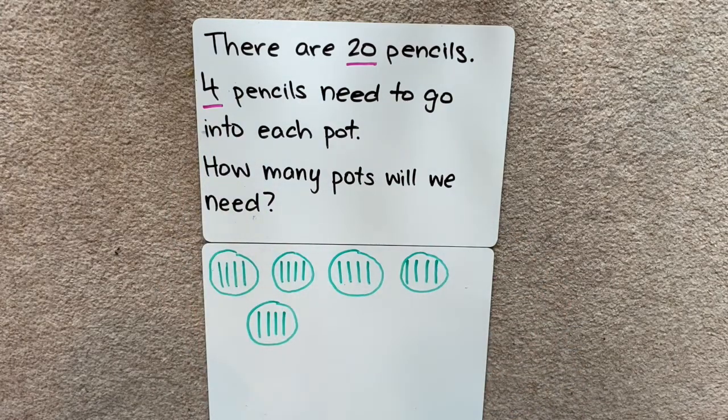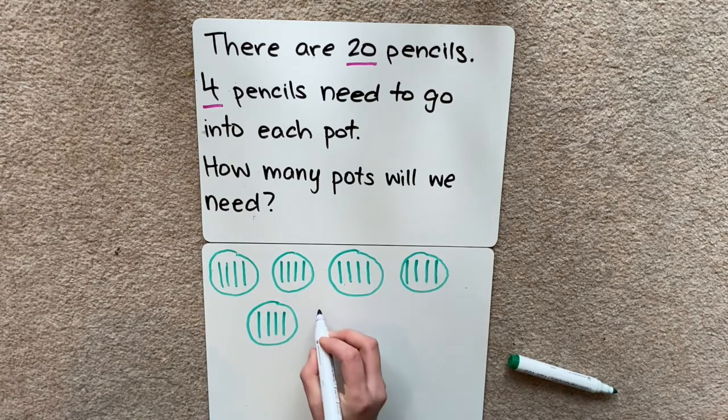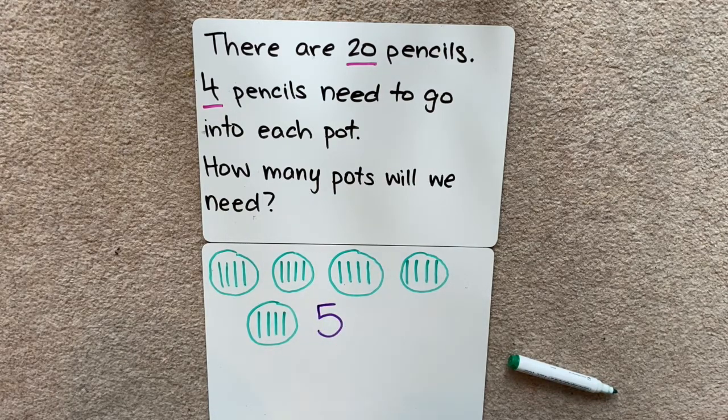So here are my 20 pencils, and each pot has 4 pencils in one pot, 20 altogether. How many pots do I need? 1, 2, 3, 4, 5. I need 5 pots. So how can we write that as a number sentence?